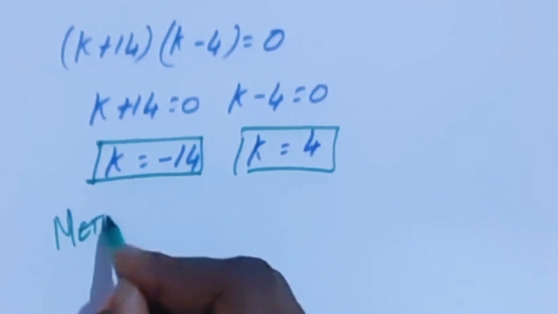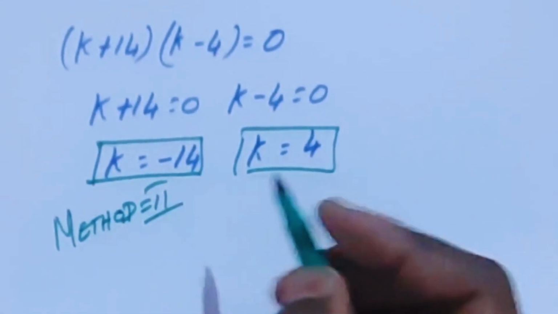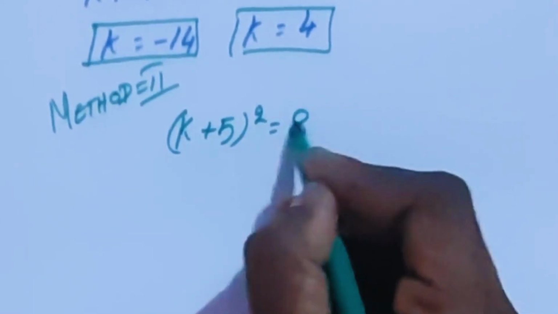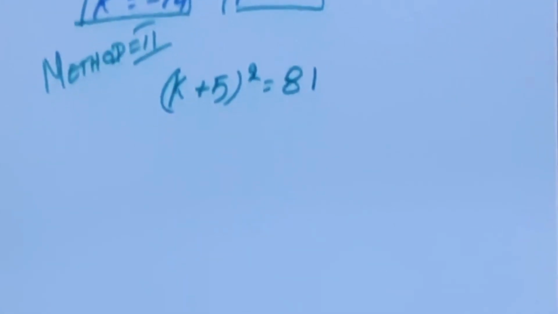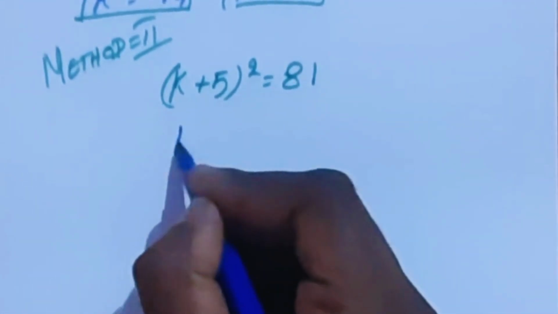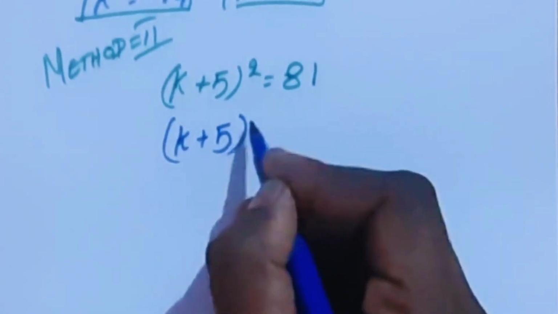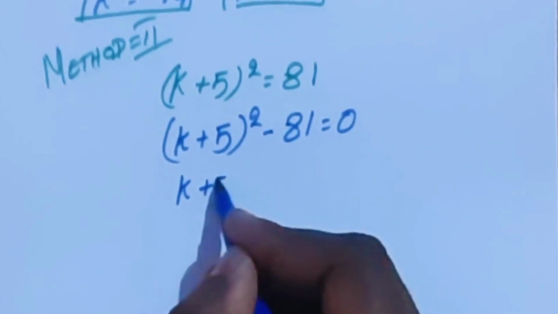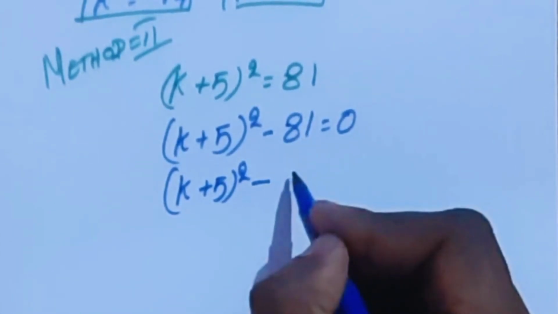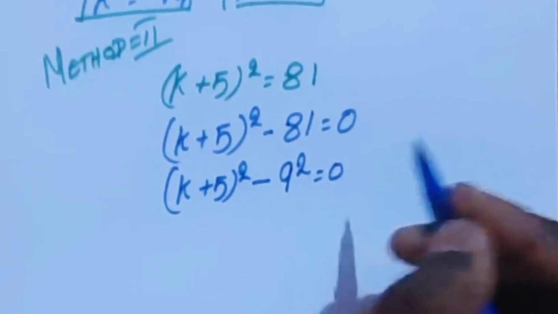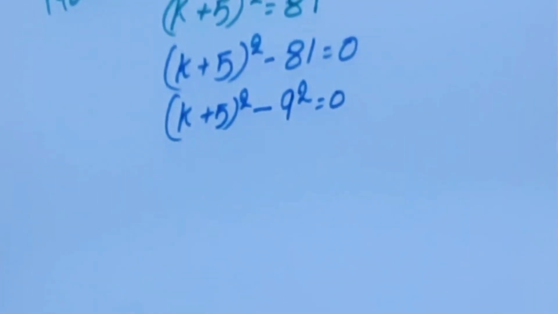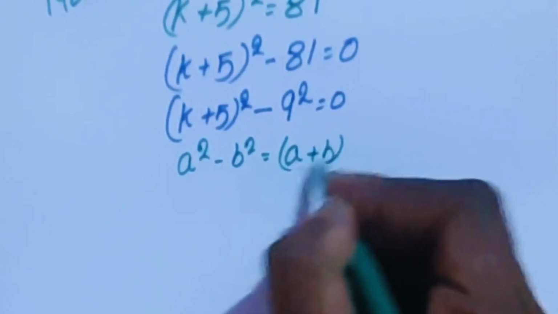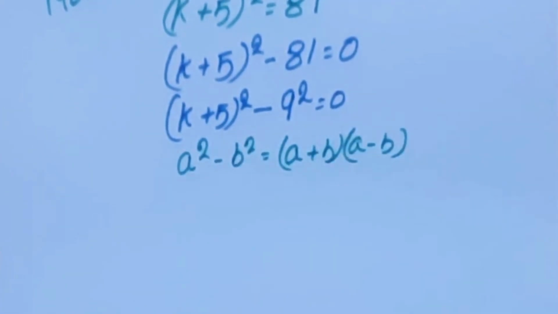Now we are going to find this in another method, that is method 2. Here the equation is (k + 5)² = 81. From this method we are going to move this 81 to the left hand side. So (k + 5)² − 81 = 0. So (k + 5)² minus this 81 can be written as 9² = 0. Now we are going to apply this algebra formula, that is a² − b² = (a + b)(a − b). This algebra formula we are going to apply here.